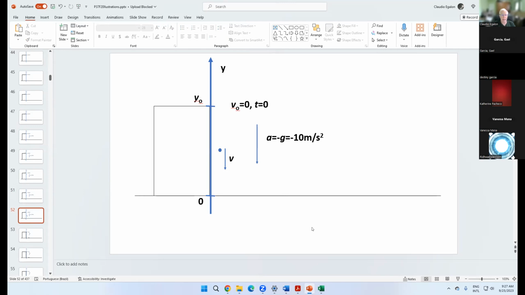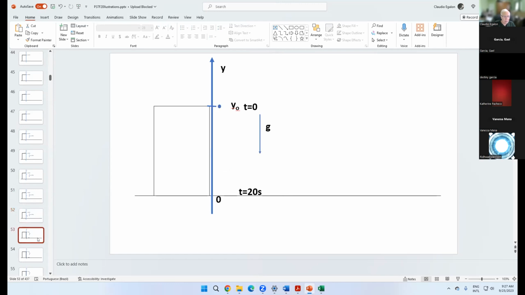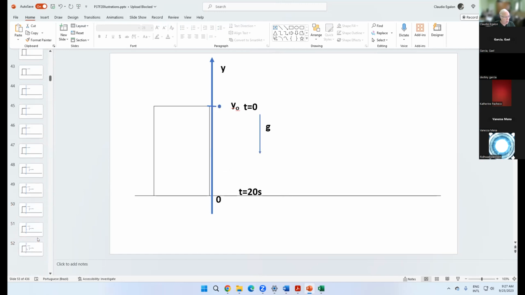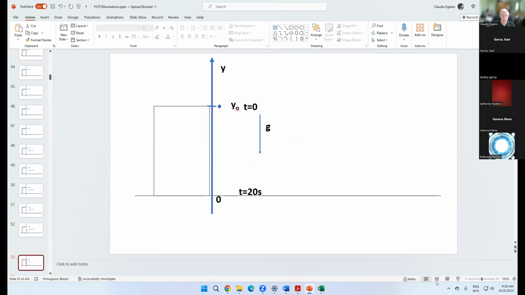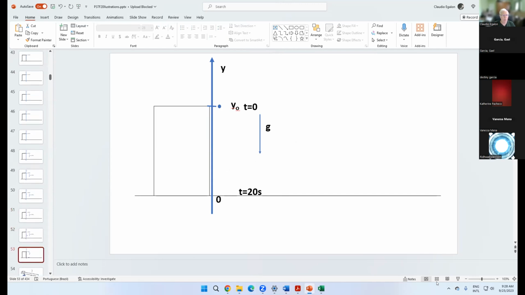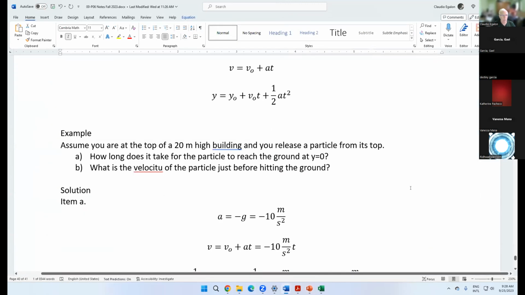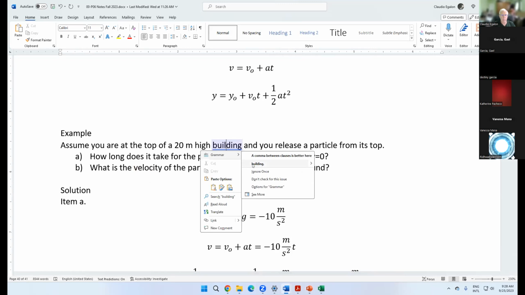That's how we represent it, and I don't need that anymore. I don't need this one anymore. I don't need this one. I'll keep this one for now, and we're going to look at another problem.